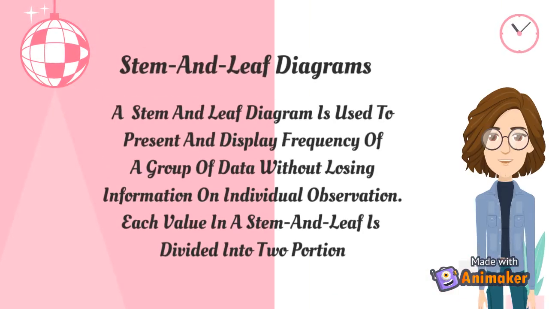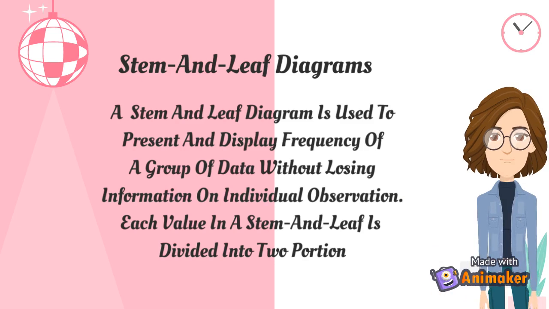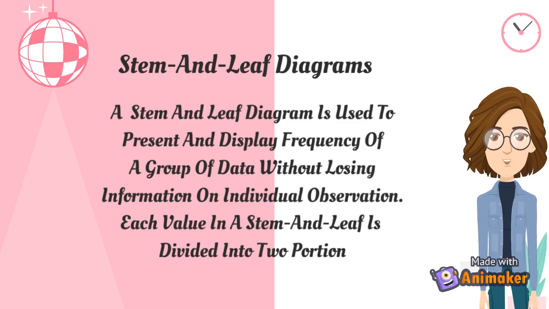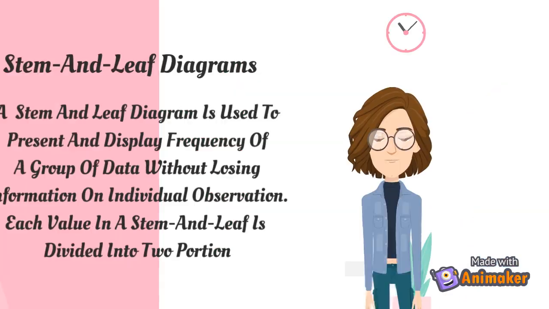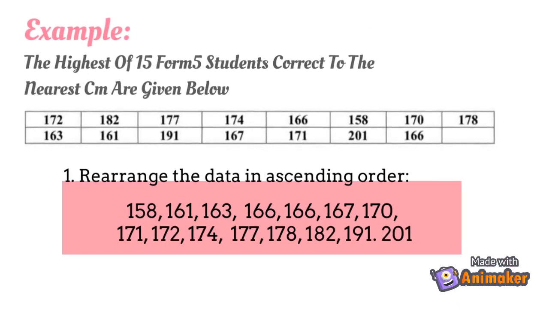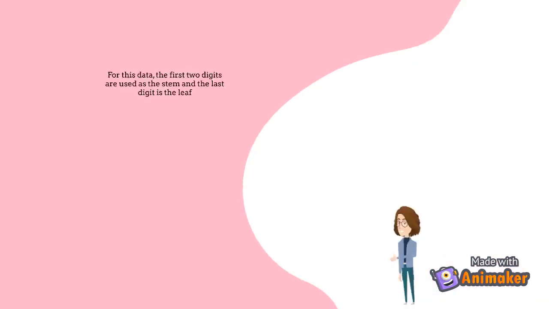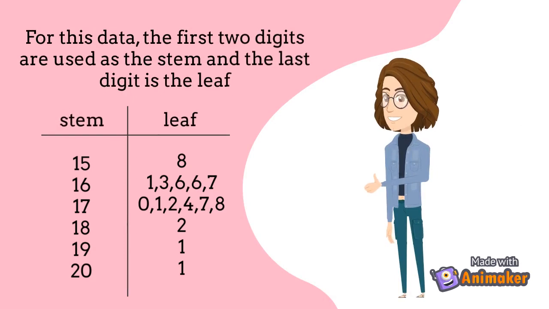A stem and leaf diagram is used to present and display the frequency of a group of data, without losing information on individual observations. Each value in a stem and leaf is divided into two portions. Example. For this question, we must rearrange the data in ascending order. For this data, the first two digits are used as the stem, and the last digit is the leaf.